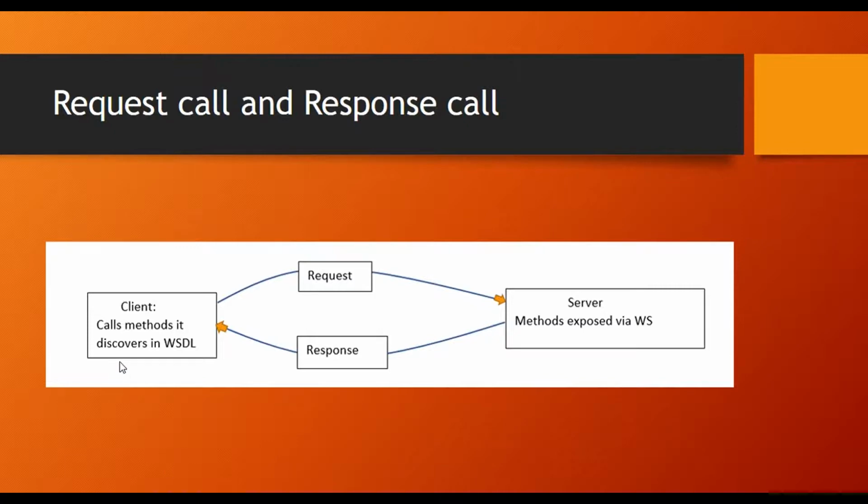So it goes something like this. We have a client. It calls methods it discovers in the WSDL file. So it requests those methods with the help of the file from its interface. Now that request hits the server where the methods are exposed in the form of a web service. Now what happens? The web service again sends back the response.